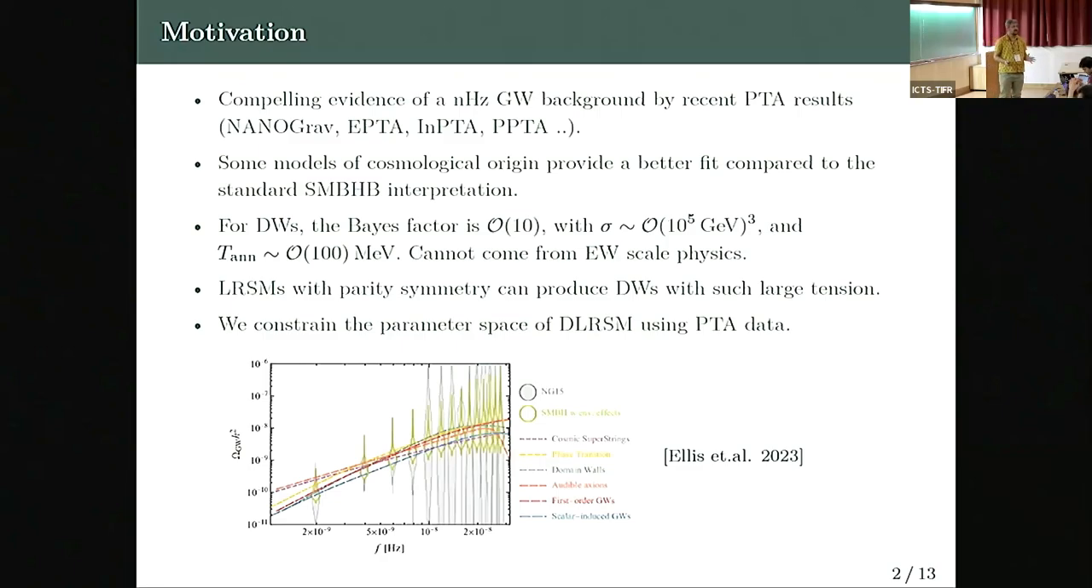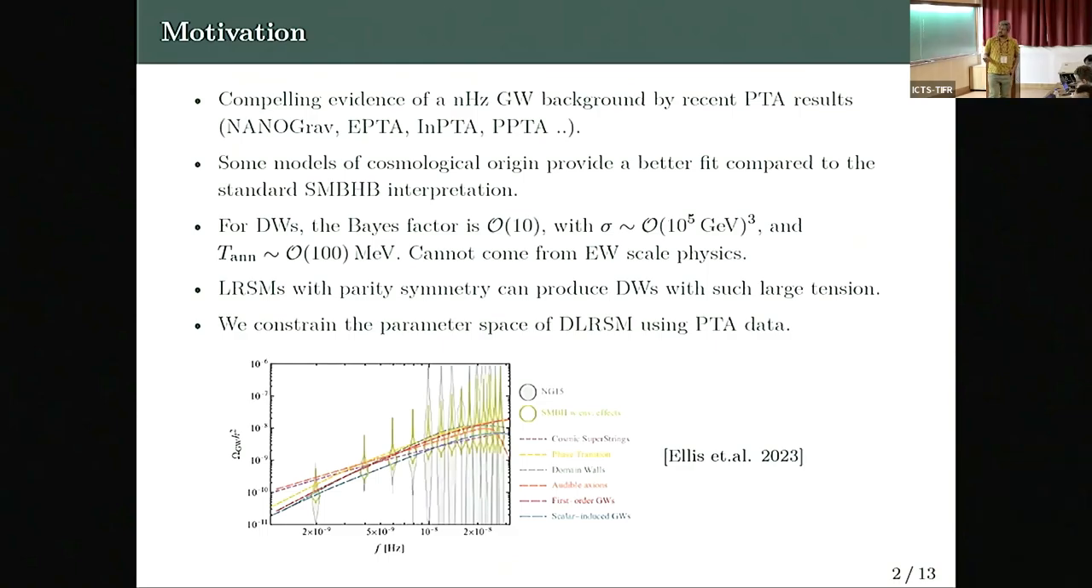While the standard astrophysical interpretation is that of supermassive black hole binaries, there are many cosmological models which fit the data better as compared to the standard interpretation. One such example is domain walls fitting the data, with a Bayes factor of the order of 10. If we fit the gravitational wave spectrum with domain walls, we find that the domain wall tension is of the order of 10^5 GeV^3, and the annihilation temperature is of the order of 100 MeV.